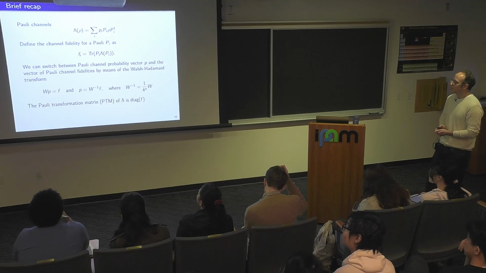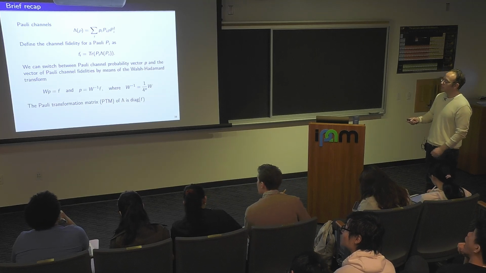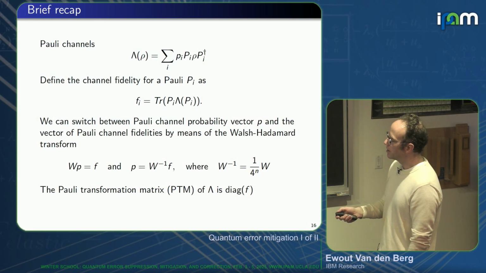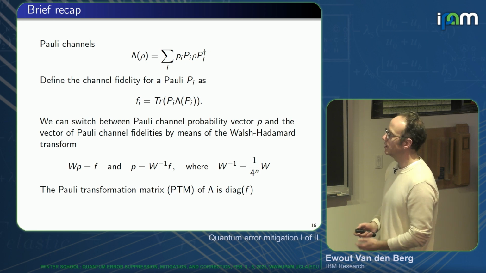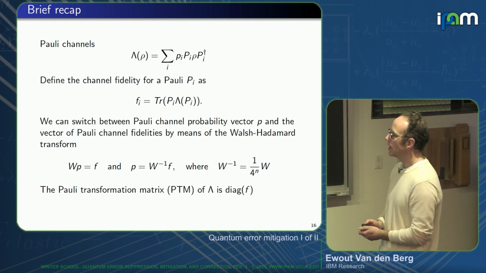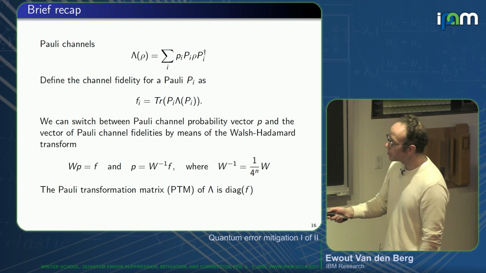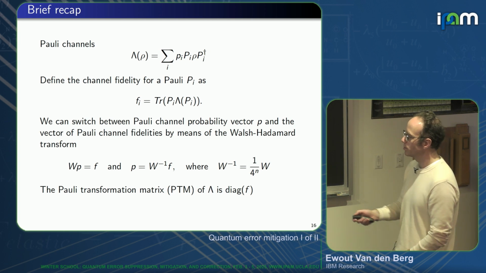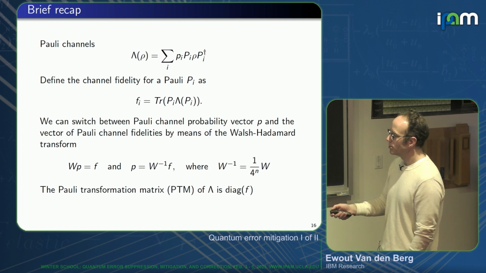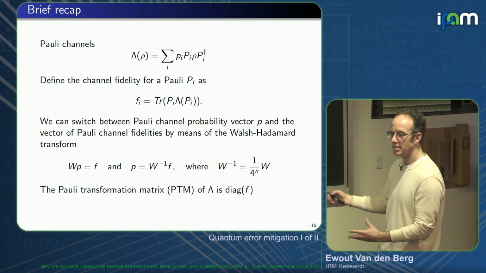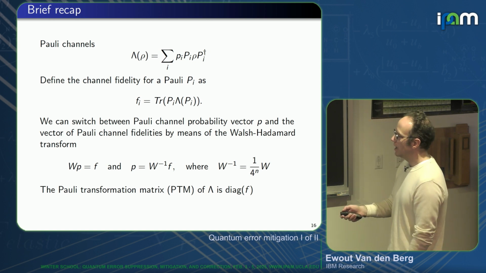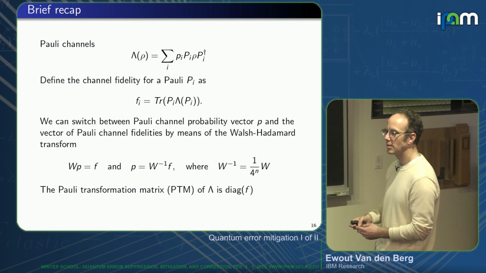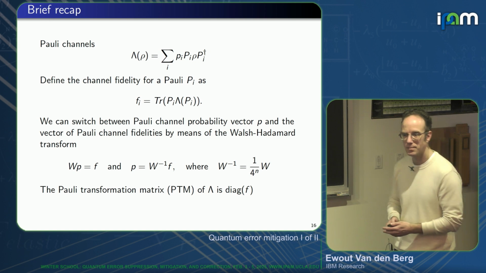Okay, so just a brief recap up to now. We have Pauli channels, just the sum of applying a Pauli with certain probability. You then define a channel fidelity for that particular Pauli as such. And we can switch between this representation, the probabilities, and the fidelities by means of the Walsh-Hadamard transform. So Walsh-Hadamard on probabilities gives fidelities, and the inverse Walsh-Hadamard on fidelities gives you the probabilities. The inverse Walsh-Hadamard is just 1 over 4 to the n times the Walsh-Hadamard, where W is over n qubits in this case.